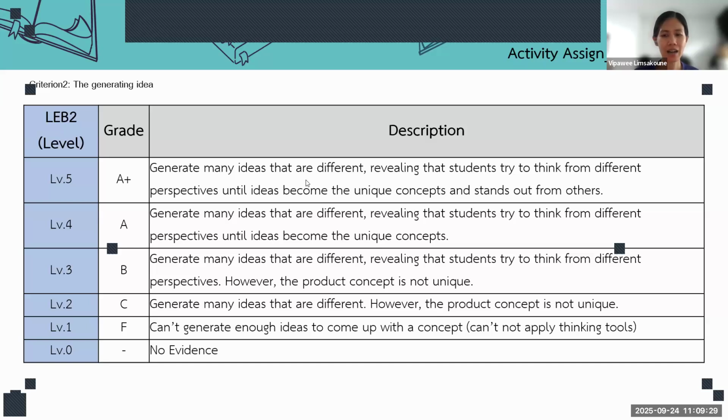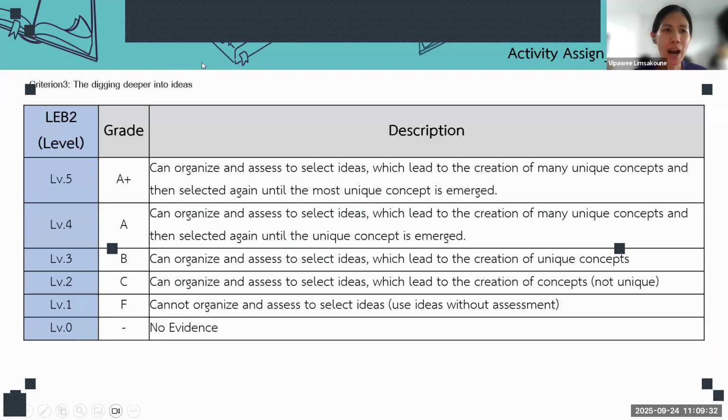Another criteria is digging deeper into ideas. So I will assess whether you can organize and assess to select ideas which lead to the creation of unique concepts or not. Okay, you will receive level 3 if you are able to create unique concepts after using a make-choice tool, for example, consequence matrix or pro and con to analyze your ideas, and then you select the finalized one, okay? Or the combination of ideas that you come up with.